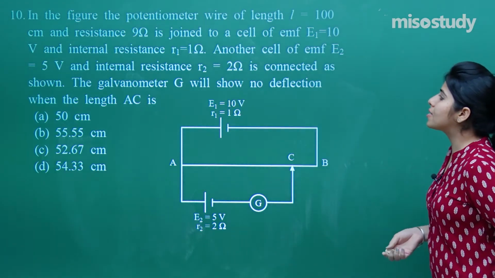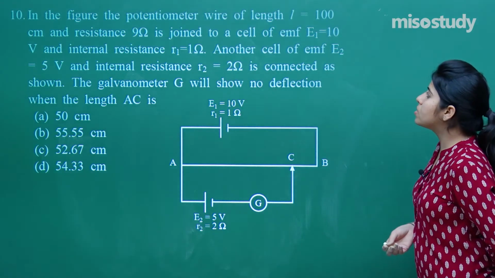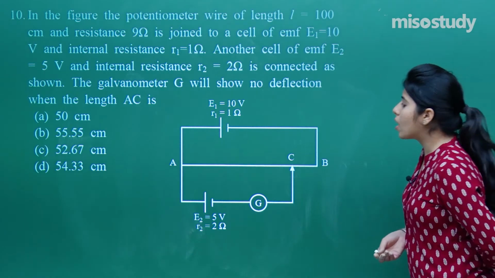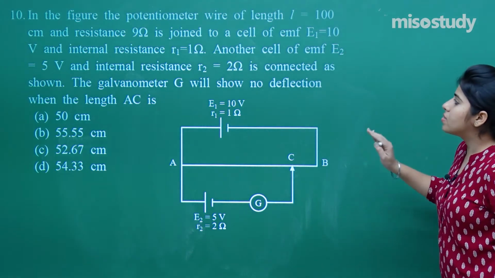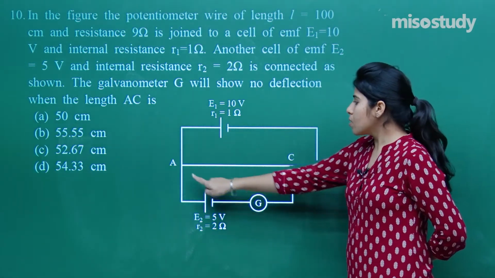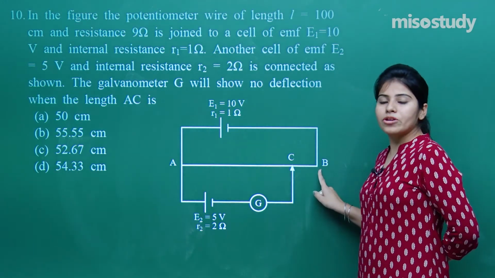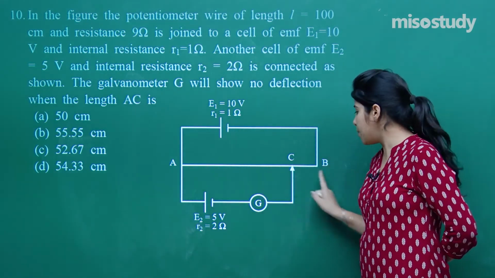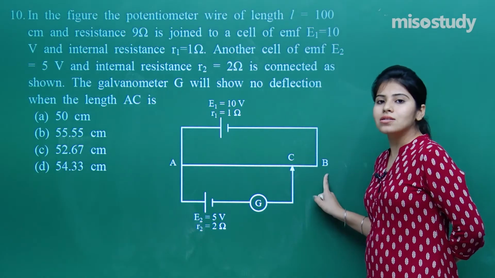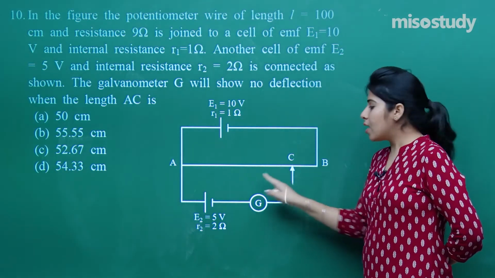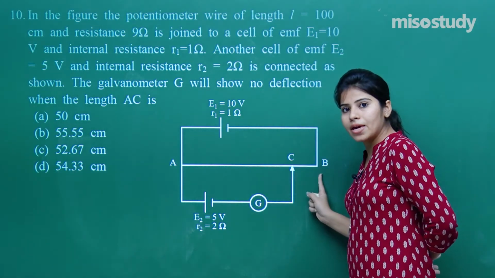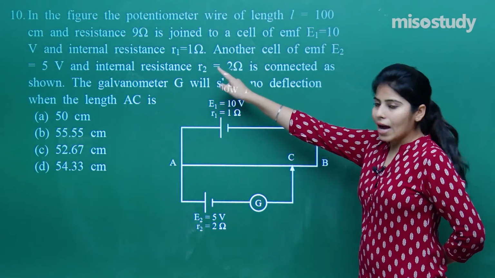So the question says that in the figure, the potentiometer wire of length L equals 100 centimeter and resistance 9 ohm. So the potentiometer wire, that means AB. The length has been given as 100 centimeter and the resistance of this wire AB is given as 9 ohm.